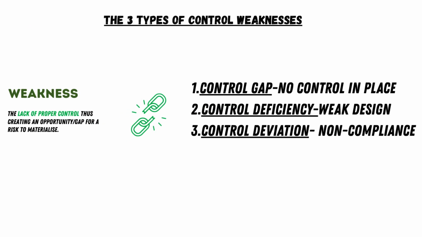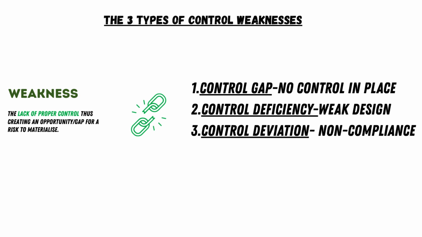Now, another thing that I want you to note is that control weaknesses can be in three forms. The first form, you can have a control gap. The second one, you can have a control deficiency. And the last one, you can have a control deviation. When we speak about a control gap, this is where there is no proper control in place. Remember, we said the definition of control weaknesses is a lack of proper internal control. When you have no measures in place to mitigate the possibility of a risk, you have a control gap. There is a gap or an opportunity in the process or the system of internal control for a risk to materialize.